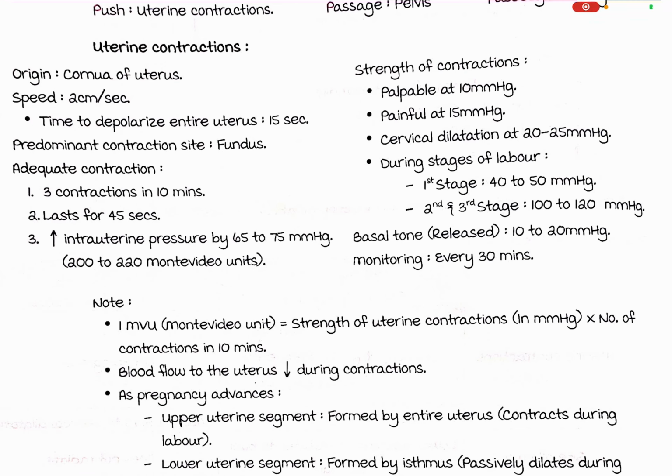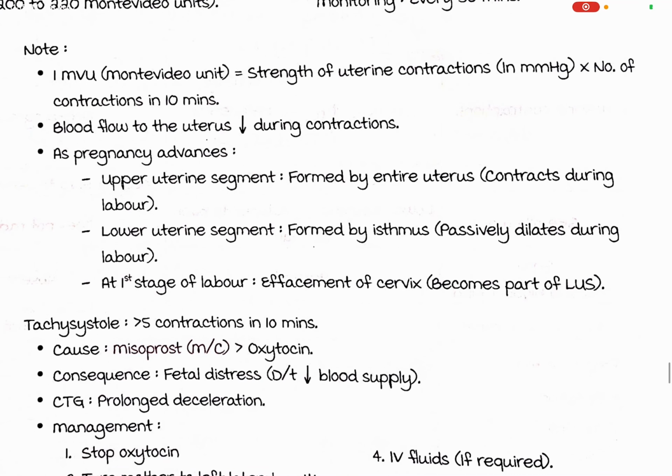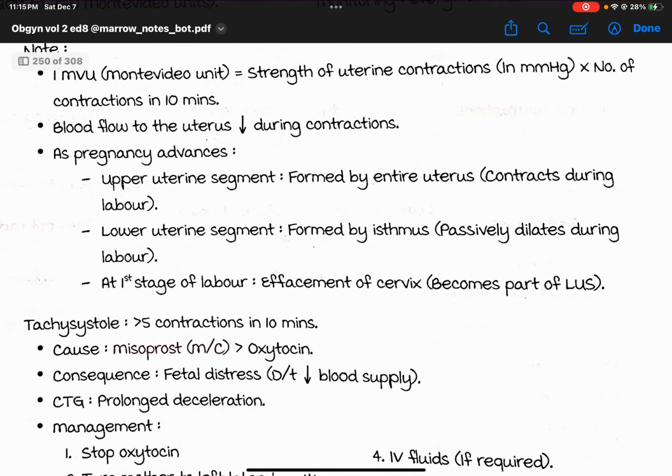Cervical dilation at 20 to 25 mmHg. During stages of labor: first stage 40 to 50 mmHg, second and third stage 100 to 120 mmHg. Basal tone 10 to 20 mmHg. Monitoring every 30 minutes. Note: 1 Montevideo unit equals the strength of uterine contractions in mmHg multiplied by the number of contractions in 10 minutes.